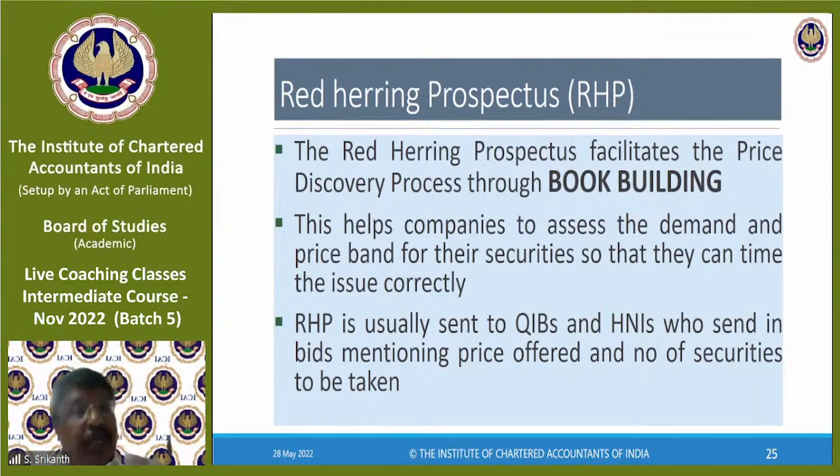Nowadays, you know what they do? They issue a red herring prospectus to both QIBs and HNIs together. In that red herring prospectus, they themselves give the price band. They don't allow these people to bid freely. They give a price band, and within that price band, they want you to bid. Then they see which is the best one and allot it at that price. If the allotment price is more than what you bid, you have the right to withdraw.